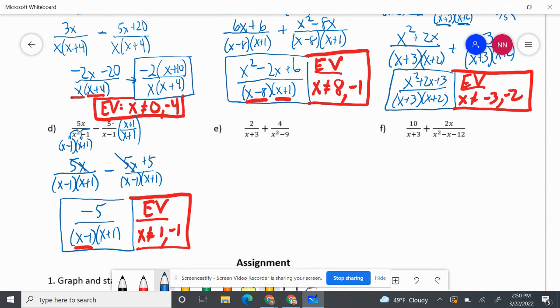Take some time and try these next two problems. See if you're able to do it on your own.